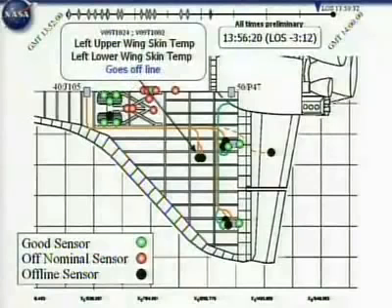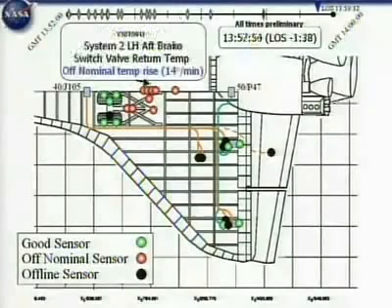Left upper wing skin temperature, left lower wing skin temperature goes offline. So you can see it's connected to the cabling that is common to many other sensors. Next chart, system 2, left hand. Aft brake switch valve return temperature starts an off nominal temperature rise.